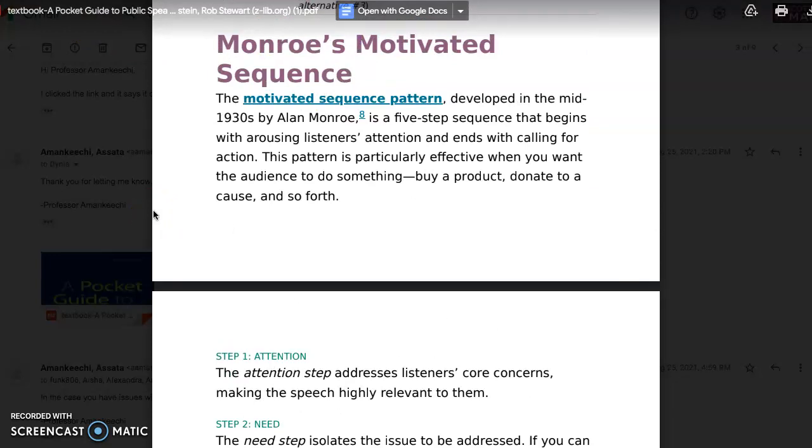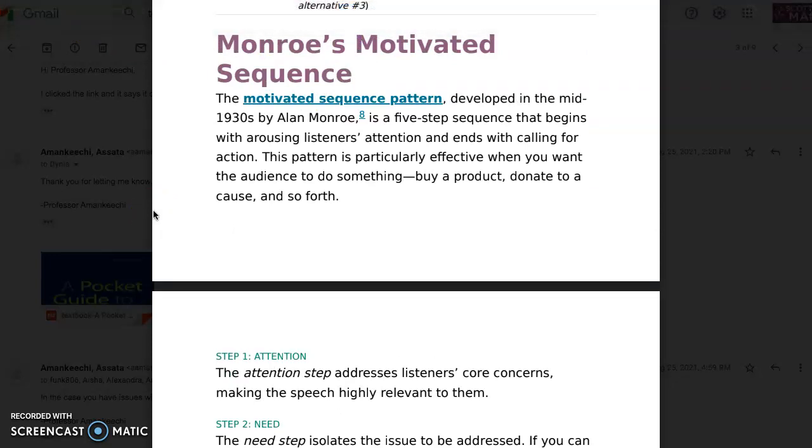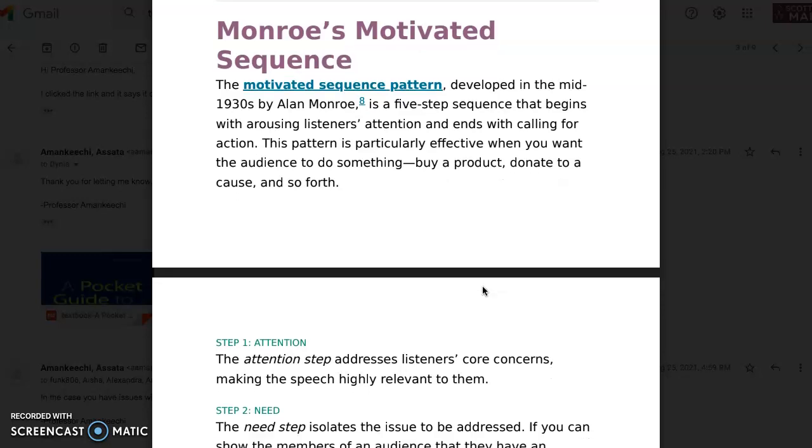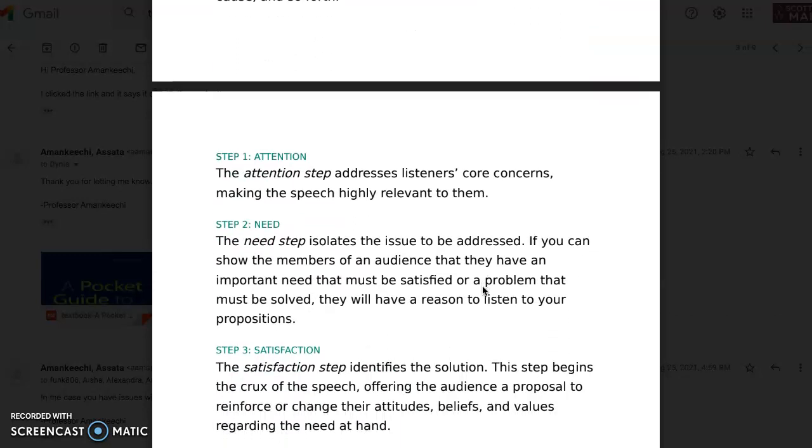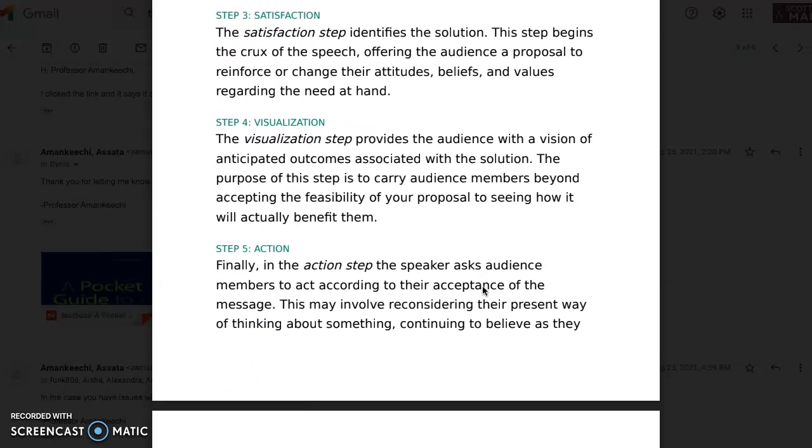The next pattern is Monroe's motivated sequence. This is a 5-step sequence that begins with arousing your listener's attention and ends with a call to action. So this pattern is particularly effective when you want the audience to do something: buy a product, donate to a cause, and so forth. Recycle, things of that nature. And obviously right under it is how you would go about writing this organizational pattern.